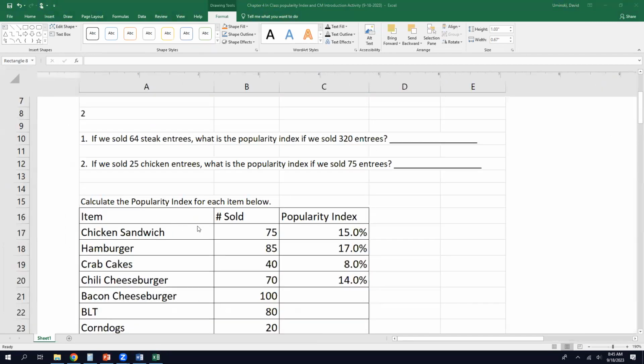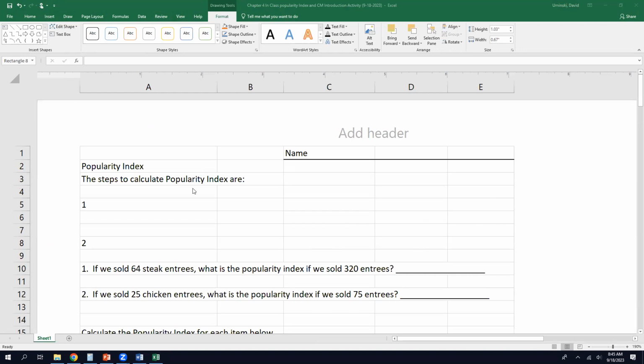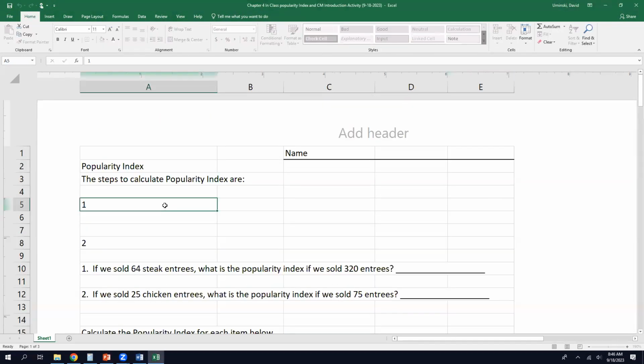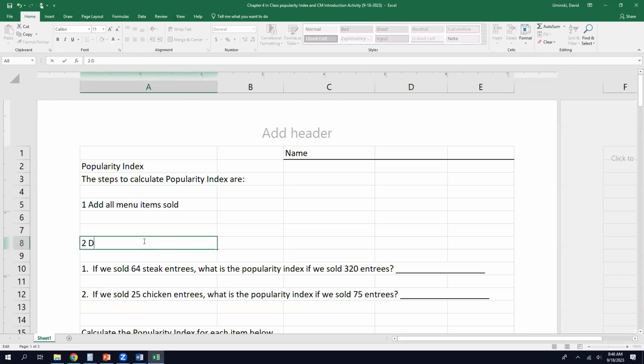So, popularity index. The steps to calculate the popularity index: we first have to add all the menu items sold, and then we next divide each item by the total.